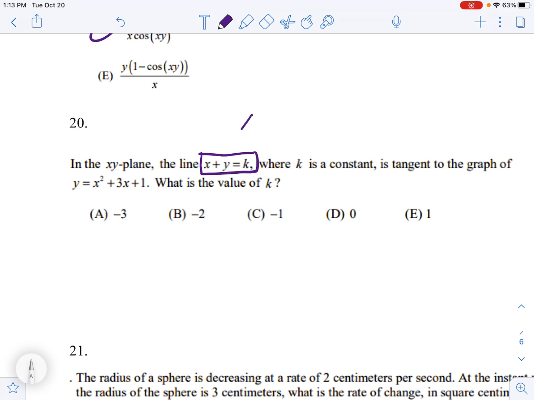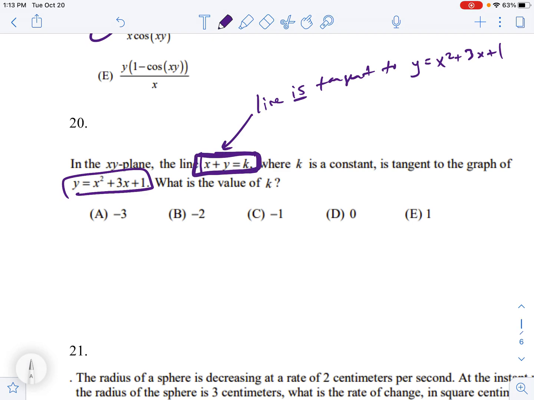Well, what do we know? We know k is a constant, and we also know that this line is tangent to this parabola. Okay? And, well, what do we know about tangent lines? Well, we get the slope of the tangent line by looking at the derivative, right? Well, there's a connection to be made then. We actually have the equation of the line. Let's see what the slope of the line is by getting y by itself. So there's the line rewritten in slope-intercept form, and it looks like this line has a slope of -1.